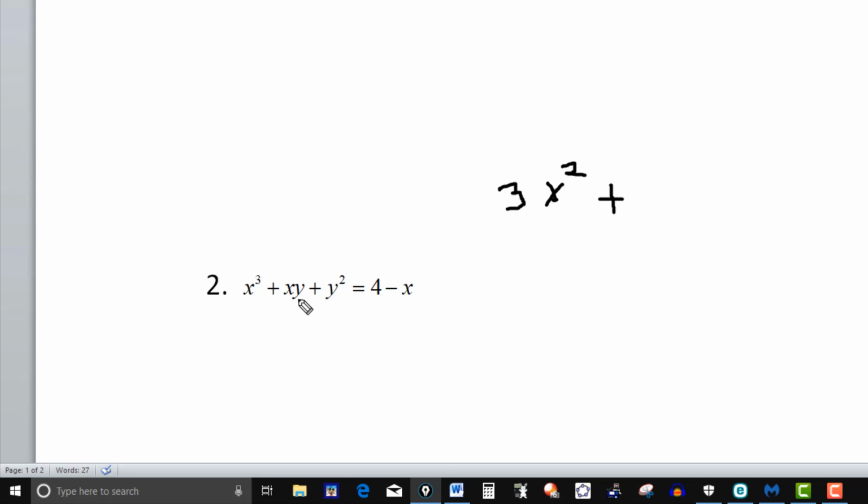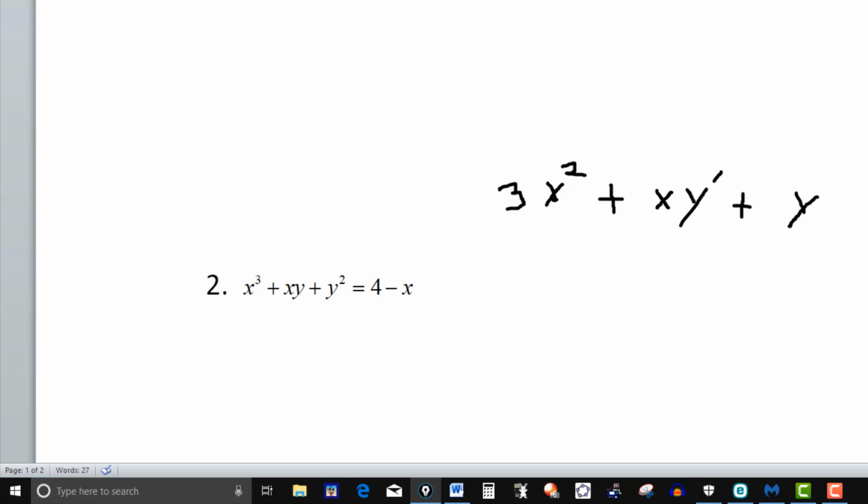So this would be x times the derivative of y. Remember, it's just y to the first, so we just put y prime. Plus y times the derivative of the first function. Derivative of x is 1, so this is just 1. I just leave it out. You can put it in if you want, but you don't need to.